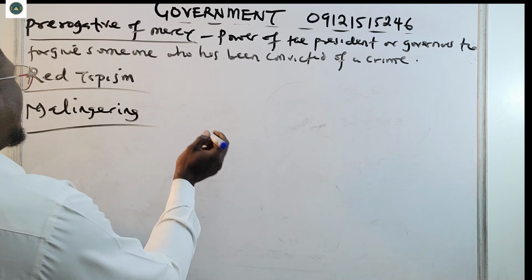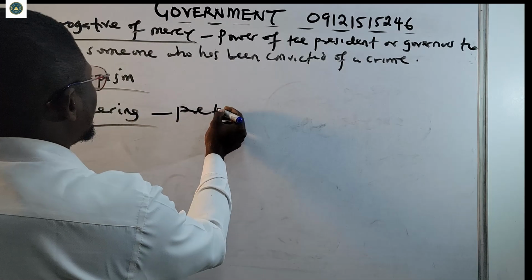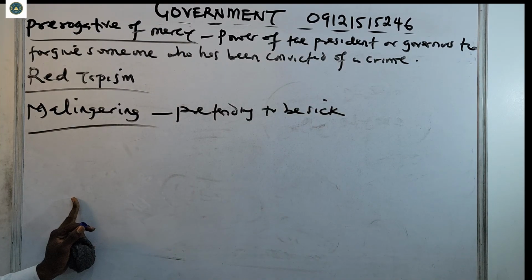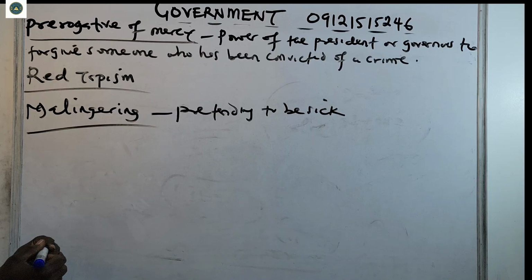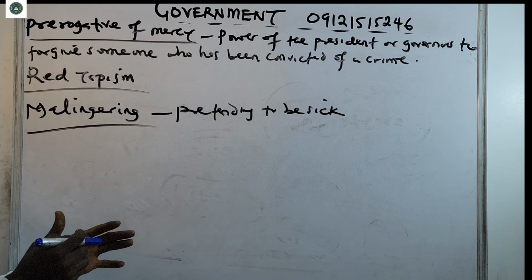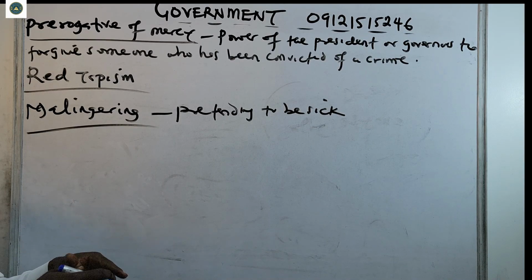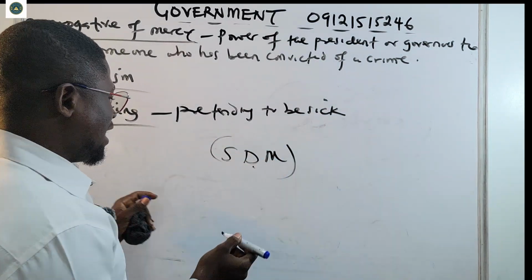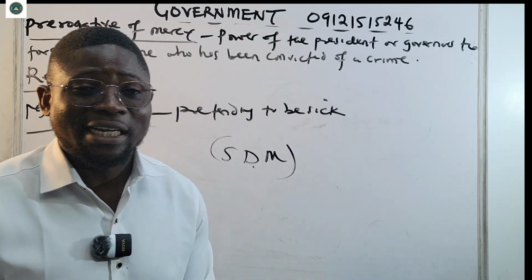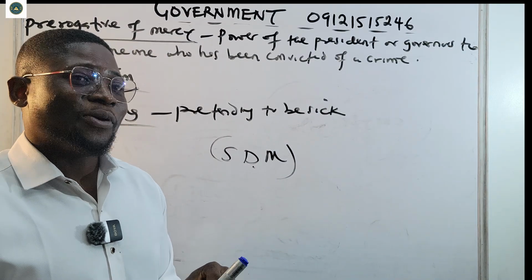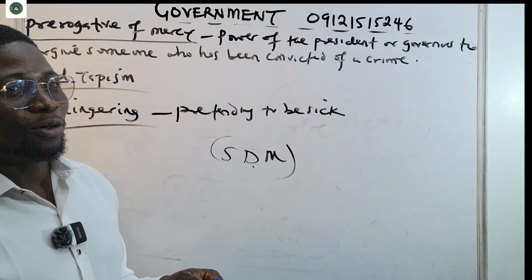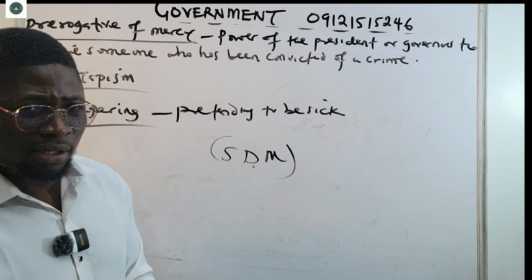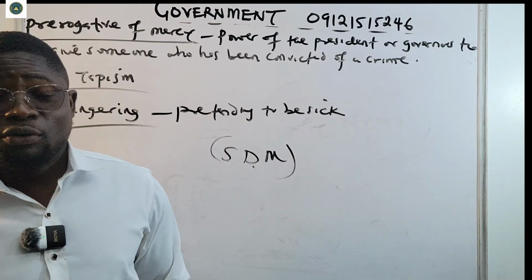So we say that malingering means pretending to be sick, or exaggerating an illness, so that you will not work or perform your duty, or so that you can escape punishment. For example, there was a time that Senator Dino Melaye was arraigned in court, and he was pretending as someone that has a stroke. He was manifesting it in court, so that he would escape punishment. So all of those are what we call malingering. So these are some of the terms that are associated with the executive.